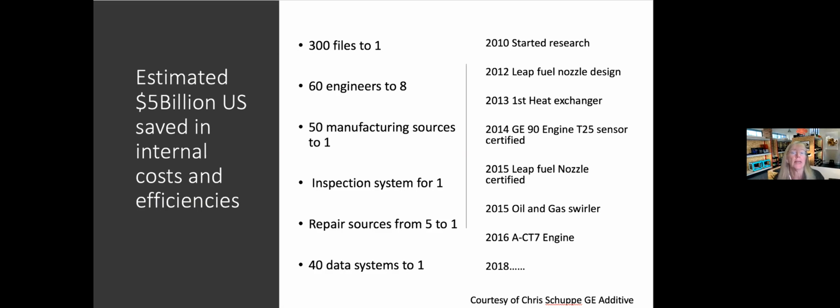Because as you can see here, 300 files to 1, 60 engineers to 8, 50 manufacturing sources to 1. You think about that, the inspection systems are now reduced, the repair sources, just the whole supply chain, the data systems, instead of 40, we've got 1. The whole supply chain was contracted and the whole nature of it changed. This is not something that you can introduce into your company lightly.